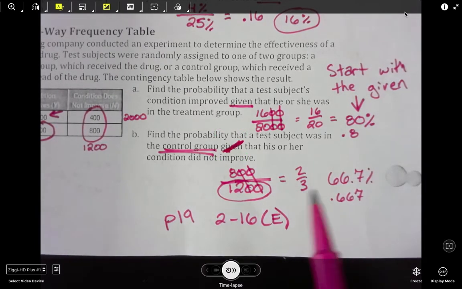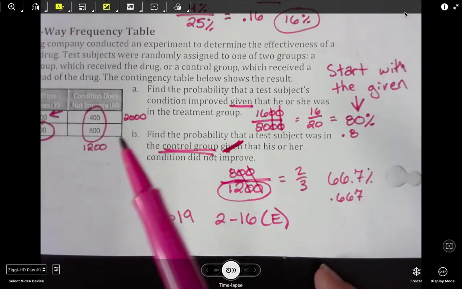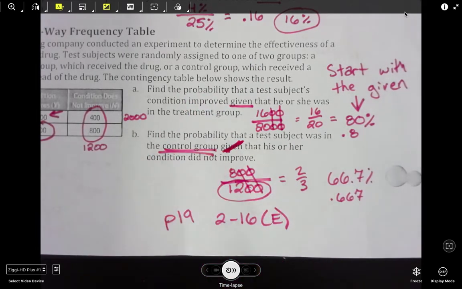You should also have the adding probabilities homework assignment. I'm not going to have you turn that in until tomorrow. So we'll go over a lot of stuff tomorrow. All right? So work on this, and there you go.